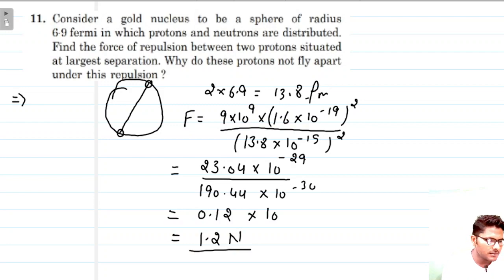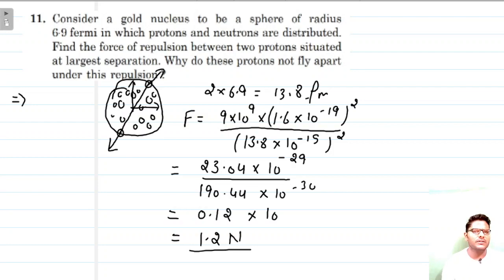In the last line you have been asked, why do these protons not fly apart under this repulsion? When they are repelling each other, why don't they leave the nucleus? So the answer to this question is, as you know, there is a nuclear force acting between the protons and neutrons inside a nucleus. You may see there are many neutrons and many protons in every nucleus, but they are bound in this vicinity because of the nuclear force, because the nuclear force is much stronger than the electrostatic force.